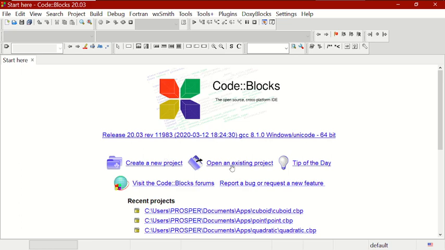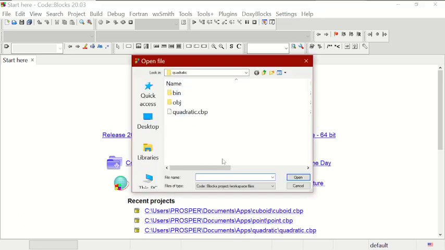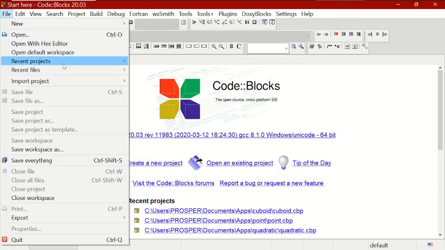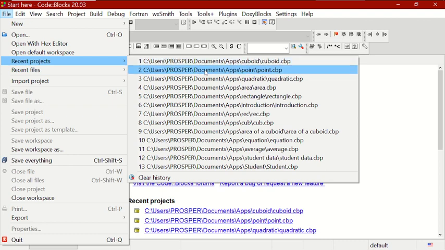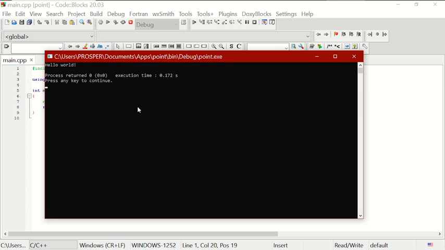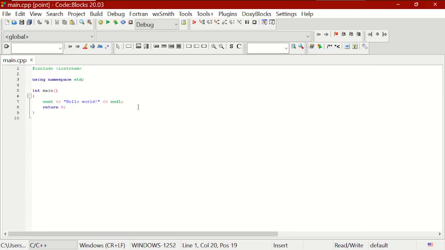So open an existing project, or from here we can also say file, recent projects, points. Okay, so let's build and run this. Once it's run, we know that this one is working fine. So we are going to declare our variables first. The first thing we're going to do is declare our variables.